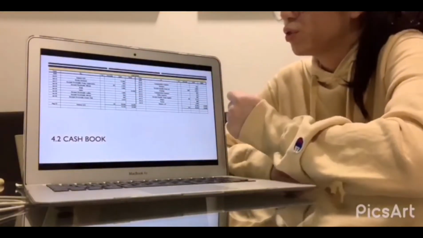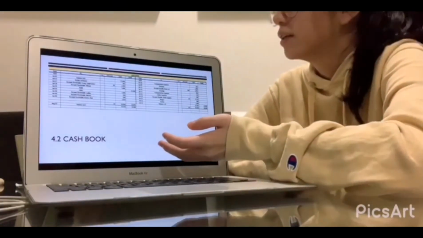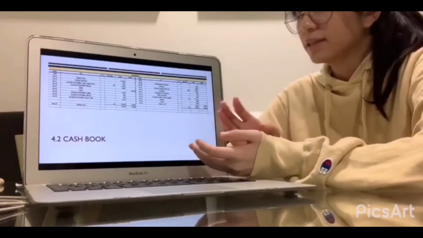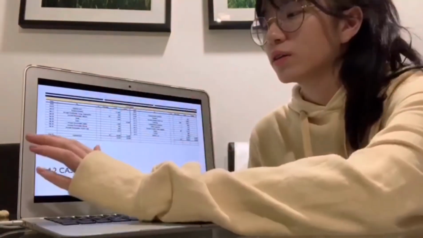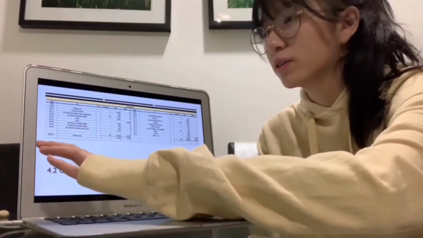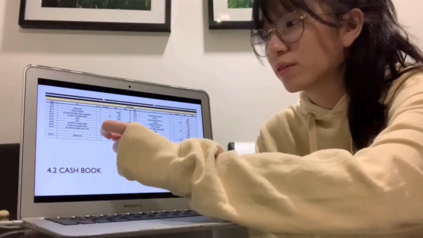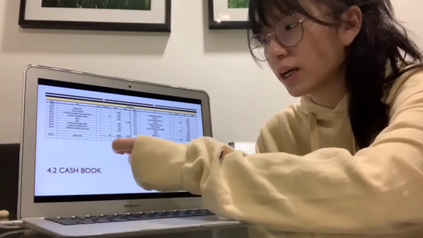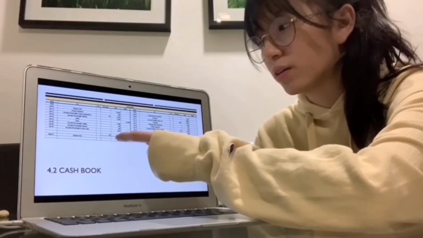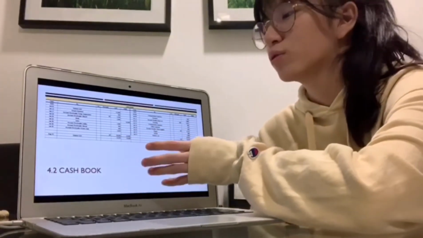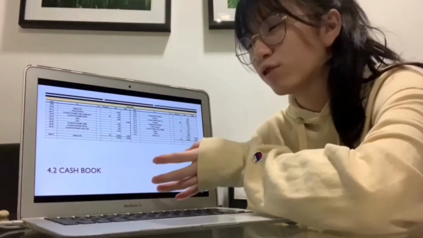Then we will look at which balance is lesser, and lastly we will close the account with the first date of the next month, and we will write balance b/d, and we will write the sum-up amount below there. So that's my explanation for the 4.2 cash book.